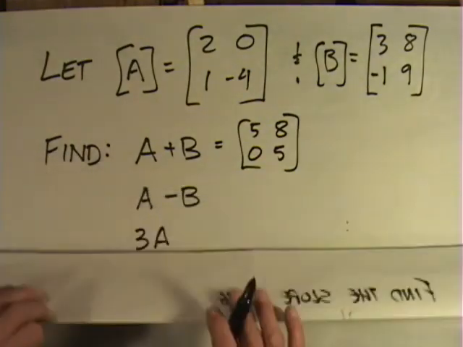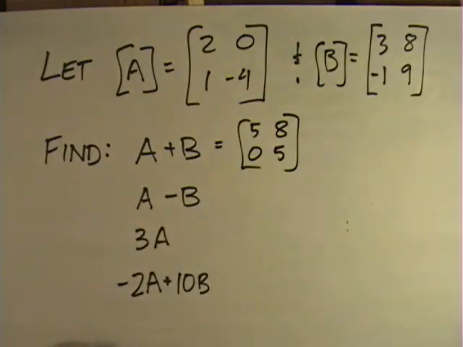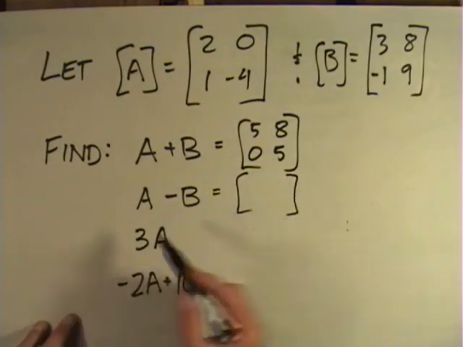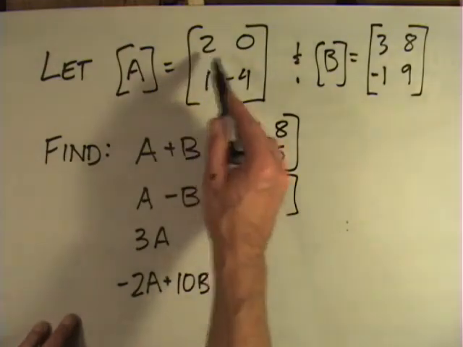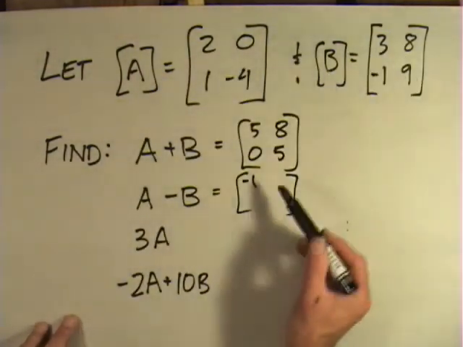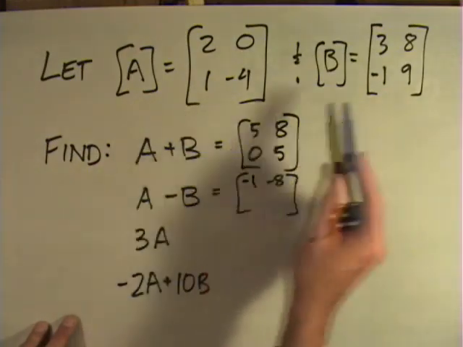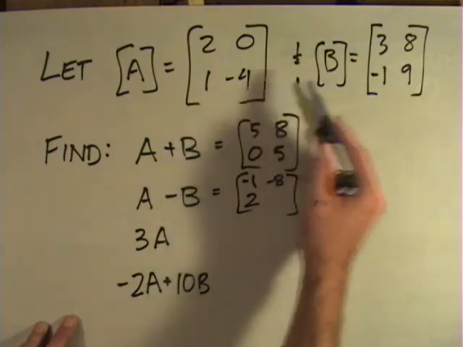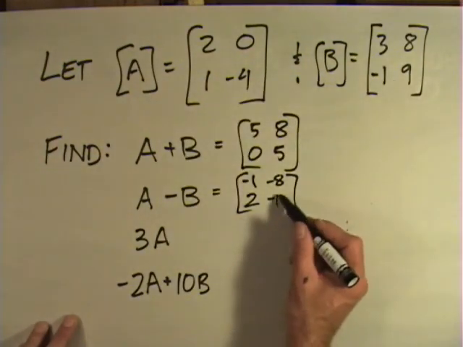All right, why don't you very quickly tell me, what is this going to be? A minus B. 2 minus 3 is negative 1. 0 minus 8 is negative 8. 1 minus a negative 1 is 1 plus 1, that's 2. And then negative 4 minus 9 will be negative 13.